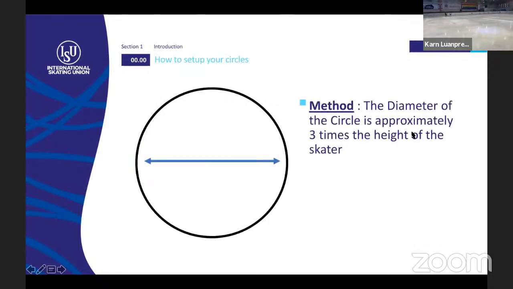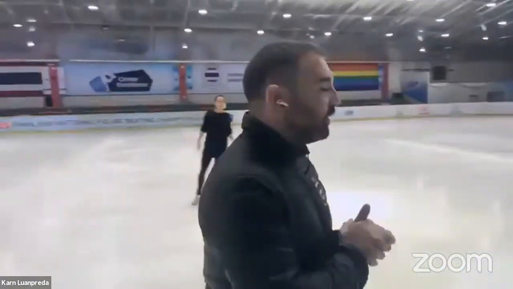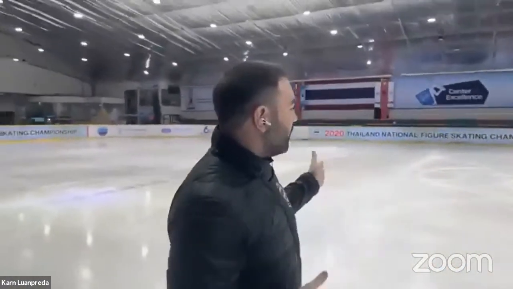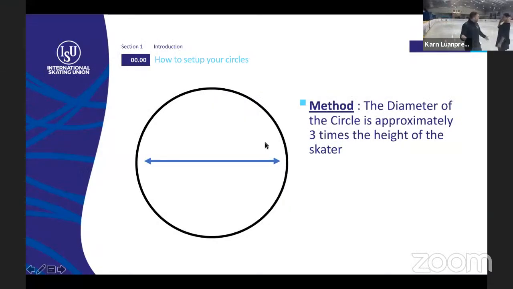All right, so now we're going to go on to how we make the circles. The first method that we have for drawing the circle is three body lengths of the skater. So if they are smaller in stature, then you're going to make the circle smaller. That's approximate, so you can always make the circles to the size that you need.